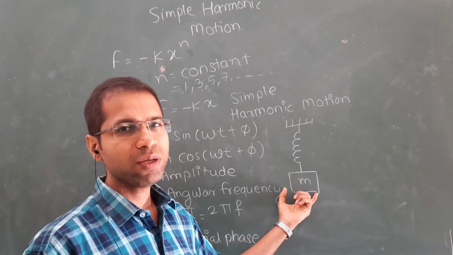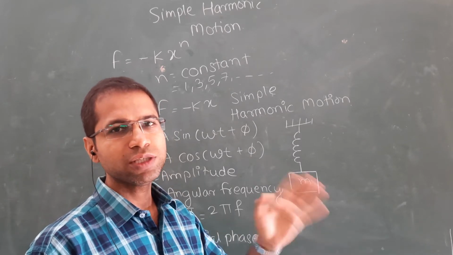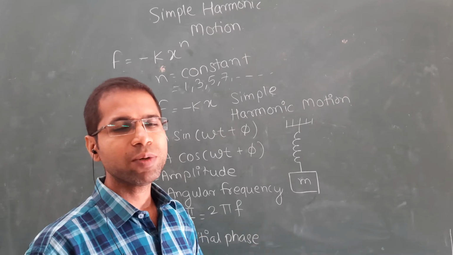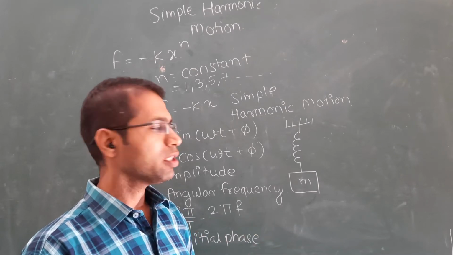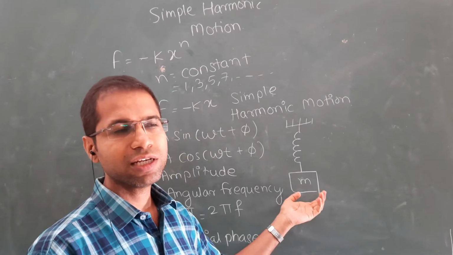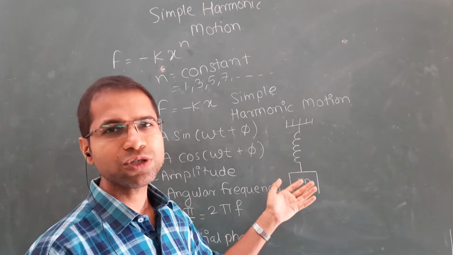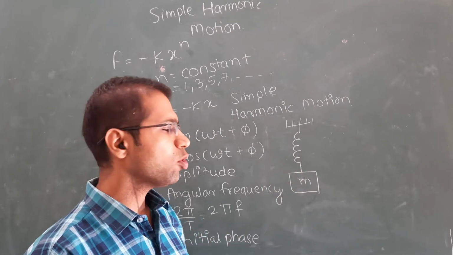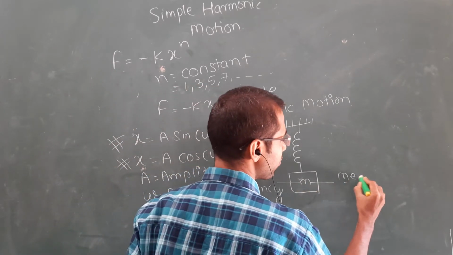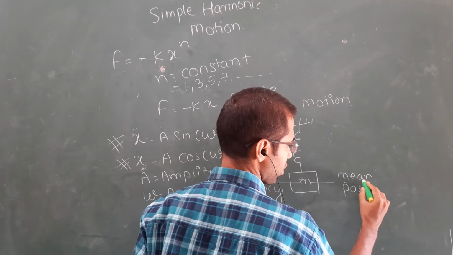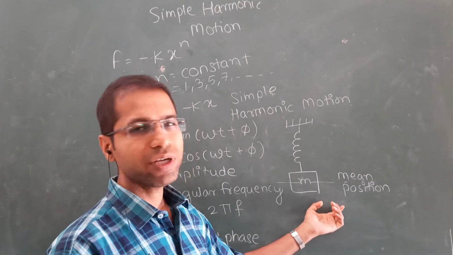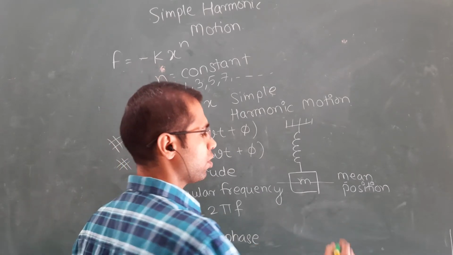We already know about the equilibrium position: when net force is 0 or linear acceleration is 0, we call it translational equilibrium. When we consider rotational equilibrium, then angular acceleration is 0 and torque is 0. Here it is simply a linear motion, so there is no need to discuss rotation. One thing is clear: there is a mean position here, and at the mean position we can also consider it the equilibrium position.